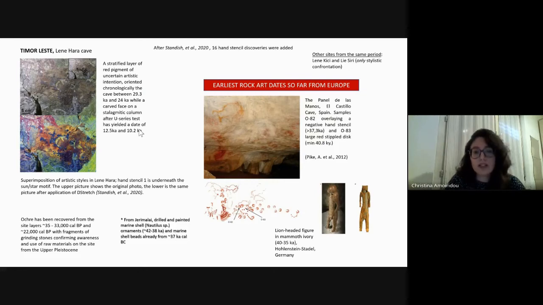The earliest rock art dates so far we have from Europe come from Spain, El Castillo Cave, which are a negative hand stencil dated to around 37.3 thousand years ago, and a large red disc, minimum date here, minimum 40.8 thousand years ago. And I've added this little beautiful animal figurine, with a head of a lion and a human-like body, which yielded a date around 40 to 35,000 years ago, Holstein-Stadel, Germany.